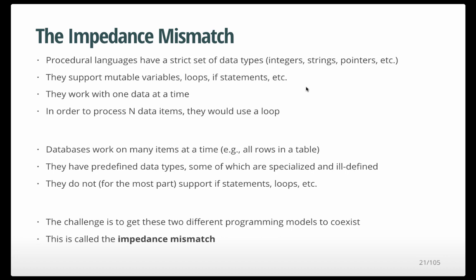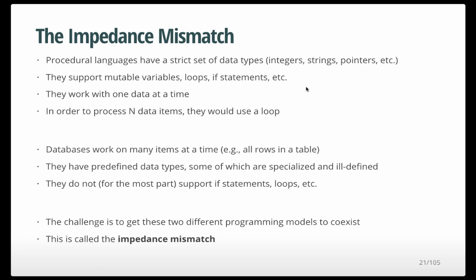So I want to introduce you to a concept that's pretty common in databases, and that's the, quote, impedance mismatch. Now, this is actually important when you're trying to program against a database, because chances are that you'll be programming in a procedural language, C++, Java, whatever. And procedural languages have a strict set of data types. Things like integers, strings, pointers, all those things that we're familiar with. And they're going to have loops, they're going to have if statements, they have assignment statements, they have functions, they have procedures, all those kinds of things.